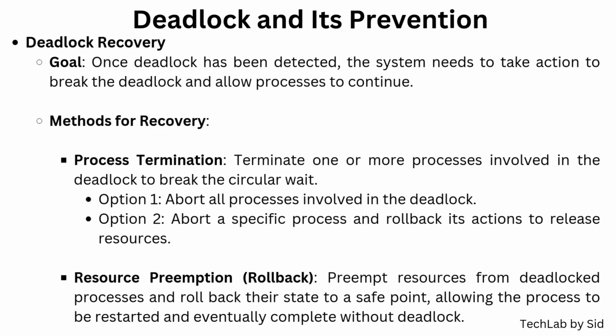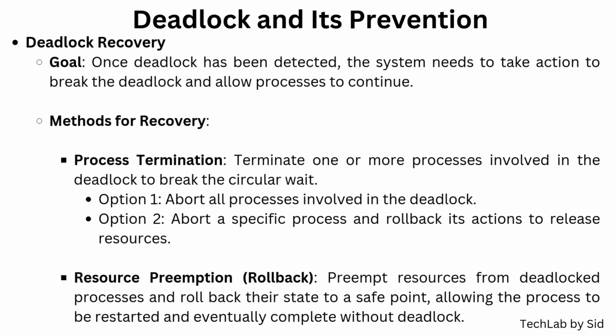If a cycle is detected in the graph, it indicates a deadlock situation. Deadlock recovery. Once a deadlock is detected, the system must take action to break the deadlock and resume normal operations. One method is process termination, where one or more processes involved in the deadlock are terminated to break the circular wait. This could involve either aborting all the processes involved in the deadlock or aborting a specific process and rolling back its actions to release resources.